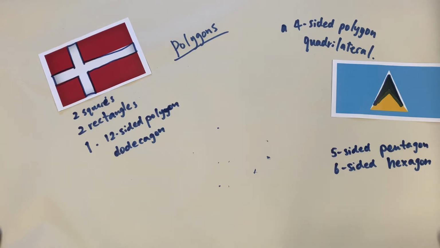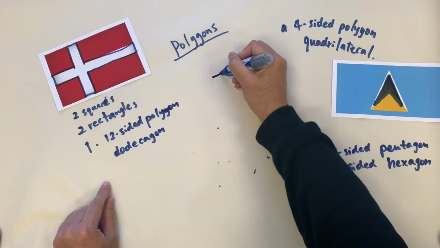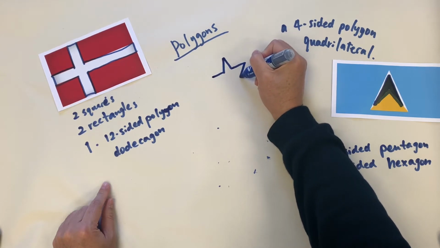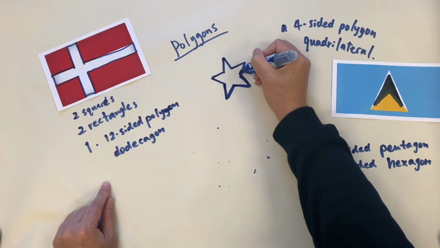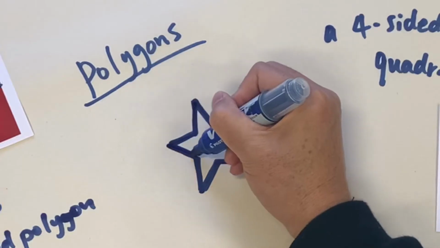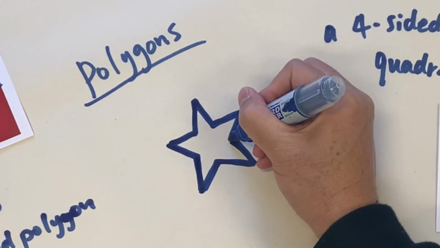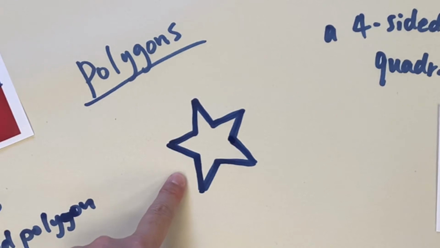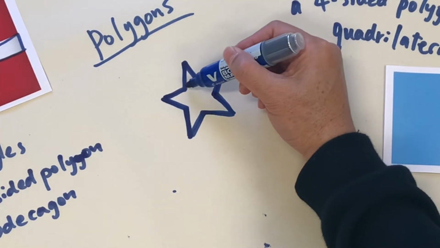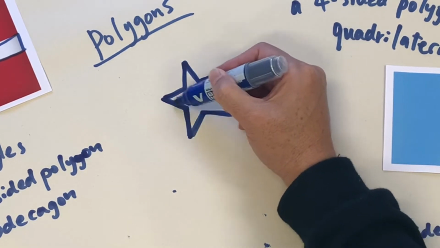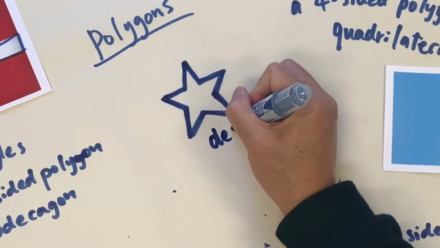Now, do you know, there are many flags with a star shape on them. Now, in the mathematical geometry world, we don't call this a star. It is still a polygon. And how many sides are there? Can you count? I'll pause the video, you can count. So we have 1, 2, 3, 4, 5, 6, 7, 8, 9, 10. This is a 10-sided polygon. This is a decagon.